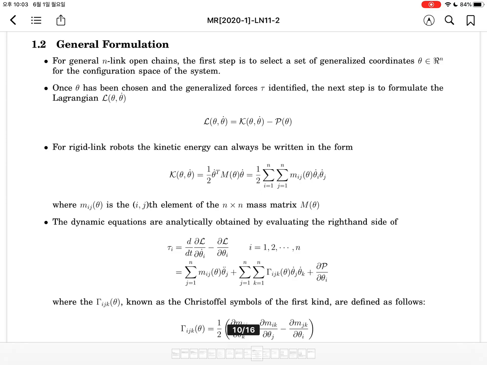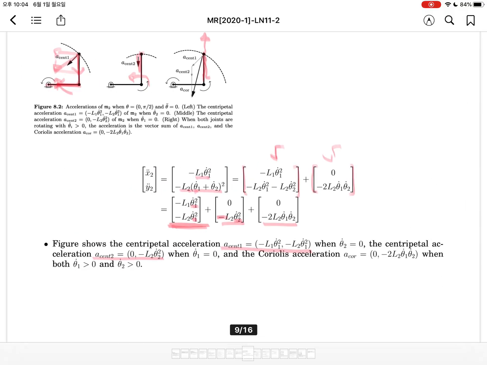So this Lagrangian formulation will be extended to a more general form, the general formulation for general robots.